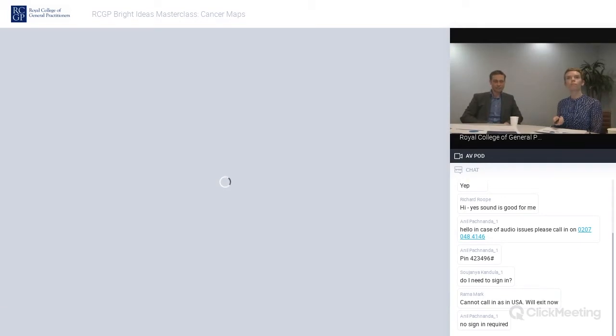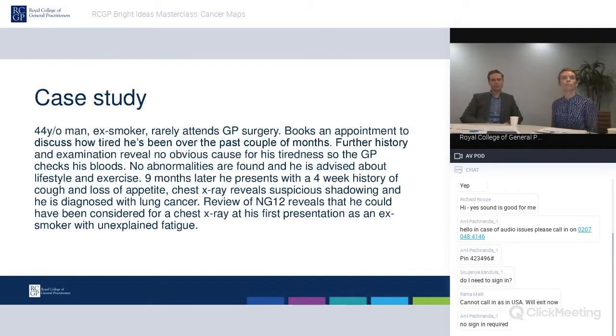If we move on to the next case study, this is quite a simple one, but one of the hardest cancers to diagnose and one of the poorest performers is lung cancer. This chap's 44 years old, he's an ex-smoker, and he hardly ever comes to the GP surgery. And I think that tends to put you on edge a little bit to start with when they come in. He just comes in because he's tired. It's been a couple of months now, and he's falling asleep in the afternoons. You don't really find anything much on the rest of the history. Examination is fine. So we give him some lifestyle advice.